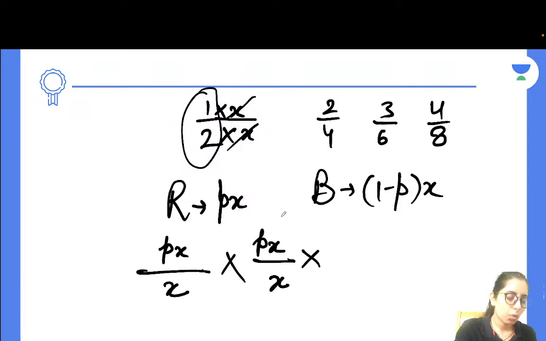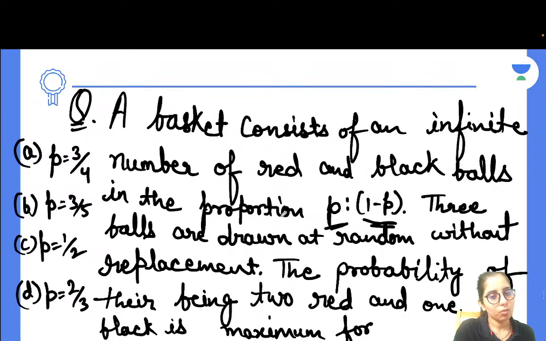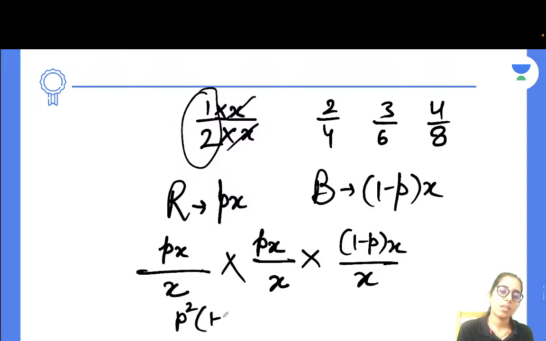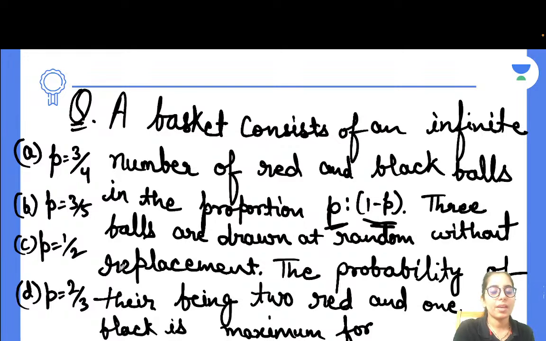What about the third ball to be the black? They have mentioned 2 red and 1 black. That will be 1 minus Px divided by X. So it will be P square and 1 minus P. This is the probability of finding the 2 red and 1 black ball.